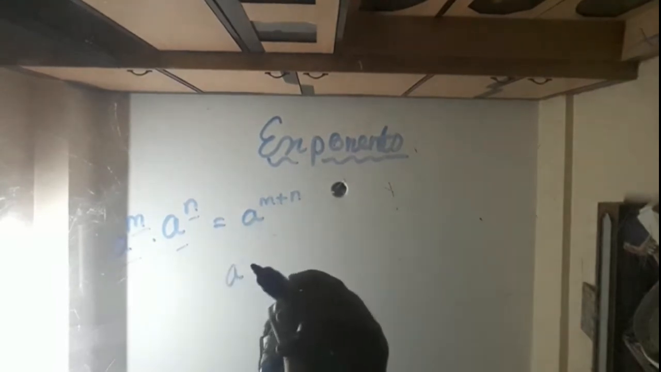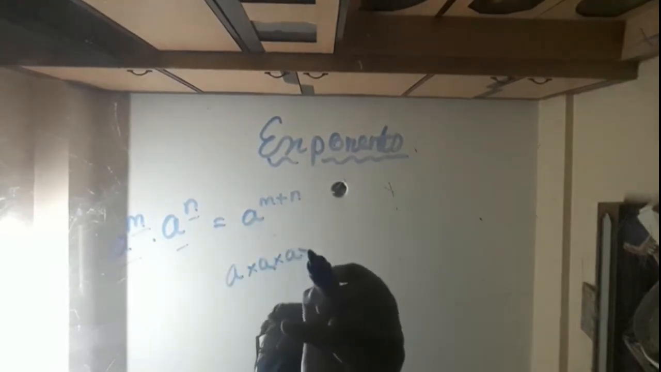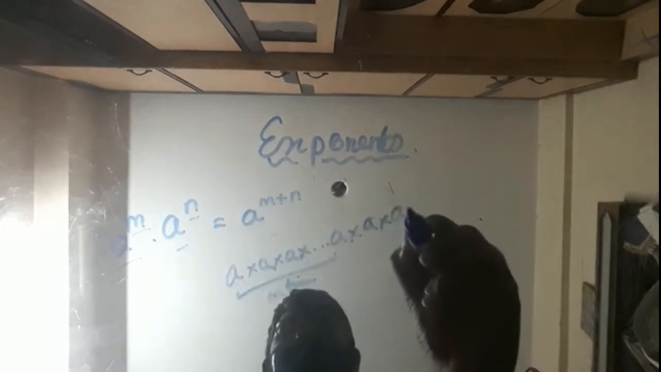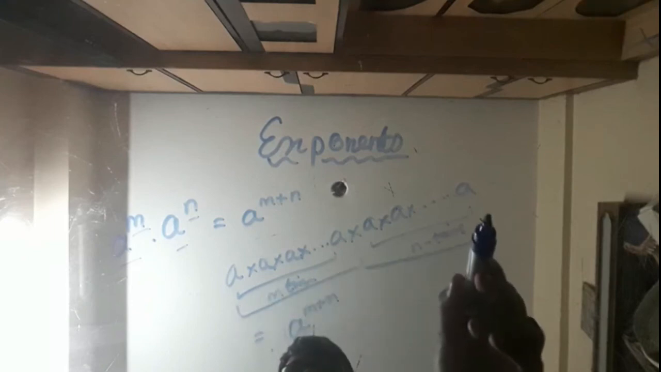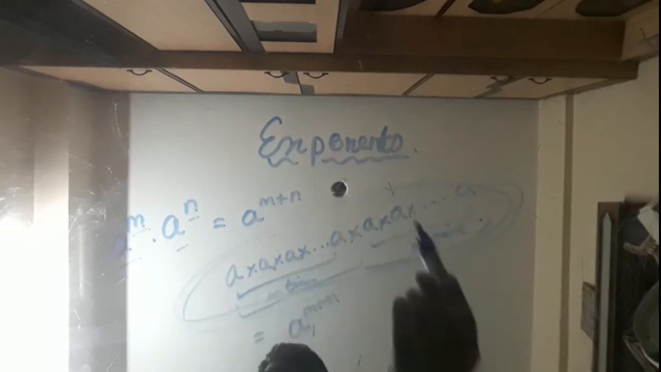a raised to the power m is nothing but a into a into a into a, m times, multiplied by a raised to the power n, which is a into a into a into a, so n times, right? So in total this is a raised to the power m plus n, because this is m times multiplication and this is n times multiplication. So it is then just nursery counting to see that it is a raised to the power m plus n times multiplication of a.